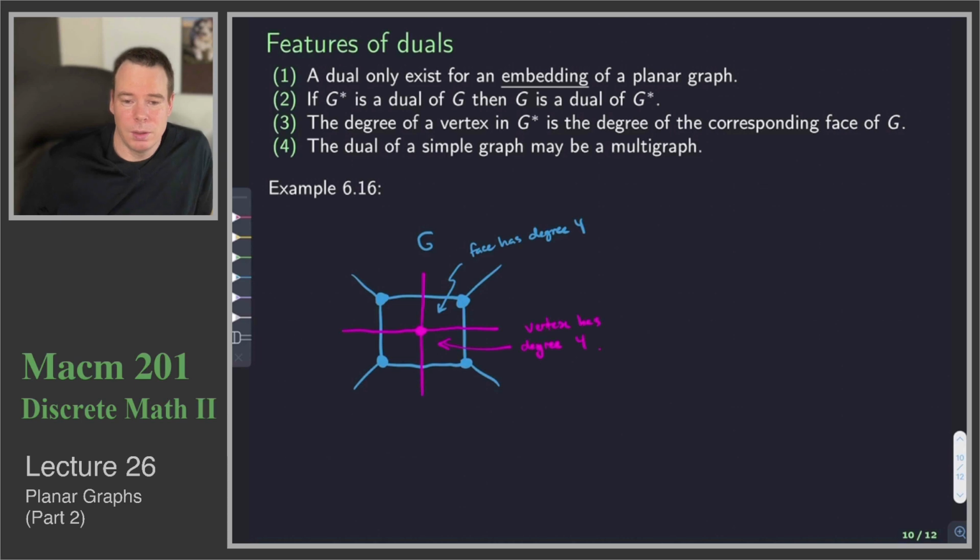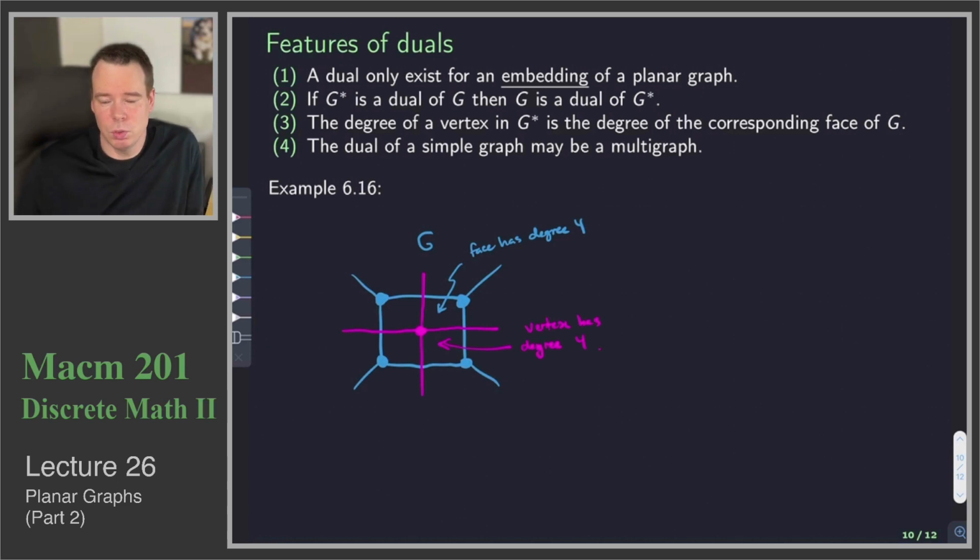That's really why we get the degree sum formula for the faces. The degree sum formula for the faces, the sum of the degrees of the faces equals twice the number of edges, is really just the sum of the degrees of the vertices in the dual being equal to twice the number of edges in the dual. But because the number of edges in the dual is exactly equal to the number of edges in the original graph, we get that the sum of the degrees of the faces in our planar embedding is twice the number of edges. So it's really just following from the degree sum formula for the dual graph.